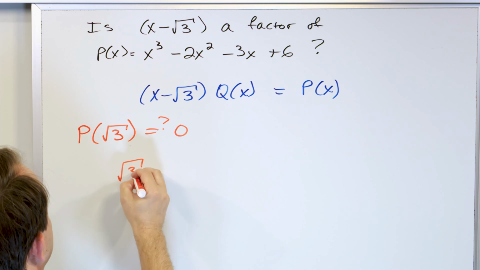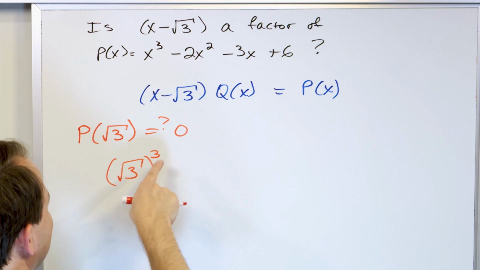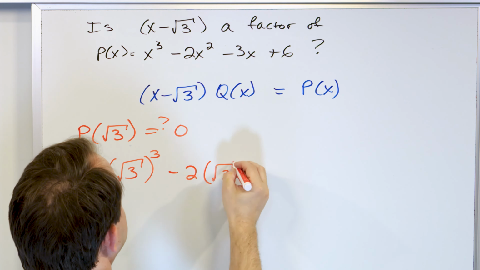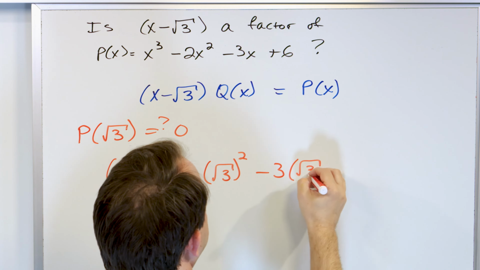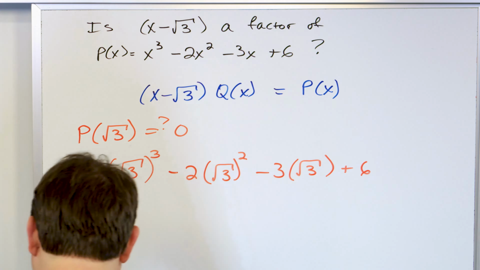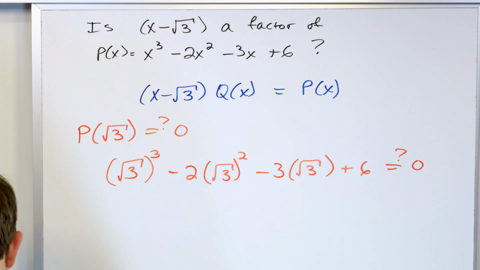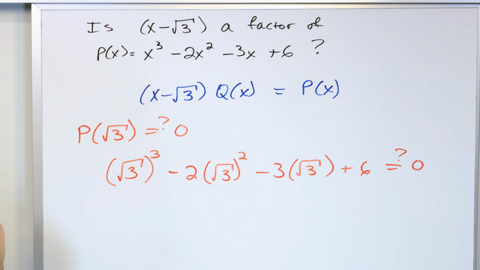So you have the square root of 3, and you're going to cube this, right? So it looks ugly, but we're going to get there. And then 2 times the square root of 3, and we're going to square this one. And then 3 times the square root of 3, and then plus 6. Now we have to crank through and see, is this equal to 0 or not? If it is equal to 0, then we have a factor on our hands, and if it's not, then it's not. Now, you're going to have to go back and think through the rules of radicals.